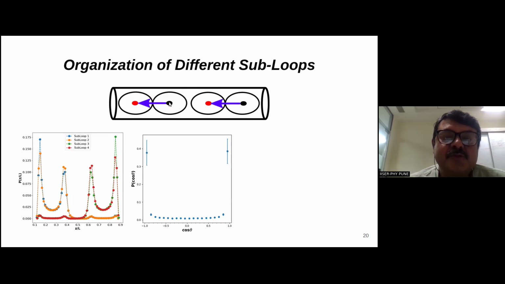Now, from the center of mass of this loop, you draw a vector to the center of mass of this loop. So this is a vector, and this is another vector from the center of mass of this loop to the other, and take a dot product.